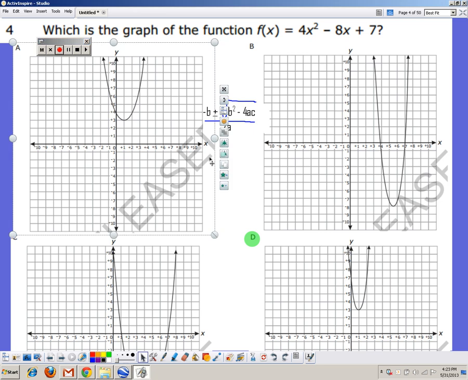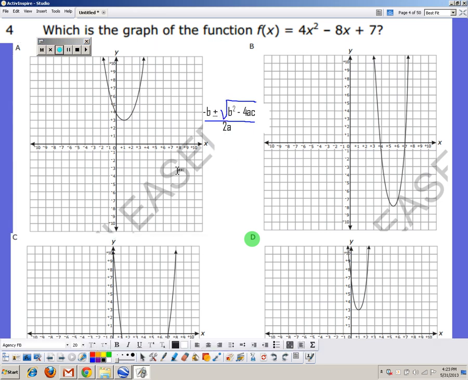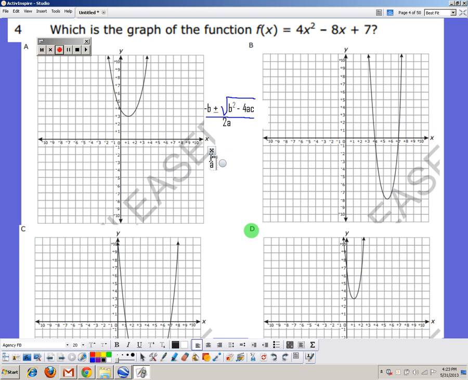So if you will recall, a is going to equal your x squared coefficient, which is 4. B is going to equal your coefficient of x, in this case negative 8. And C is going to equal 7. And when you plug that into your quadratic equation, you're going to get the square root of a negative number, which is impossible to have. Therefore, there is no solution.